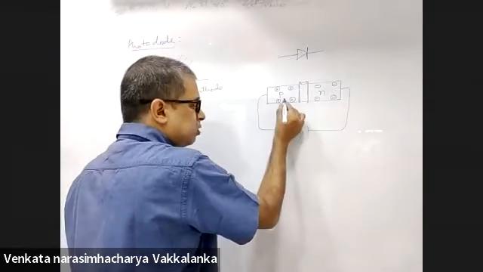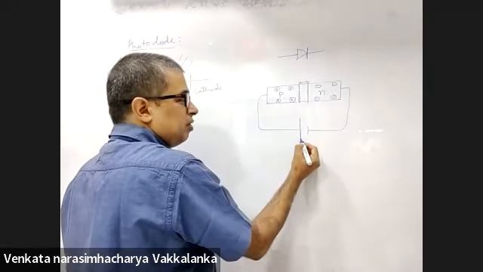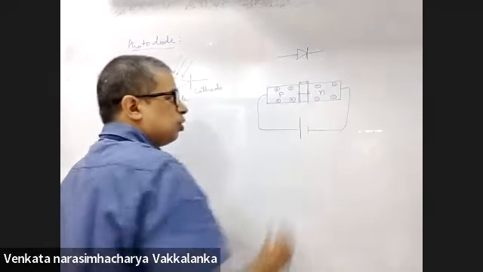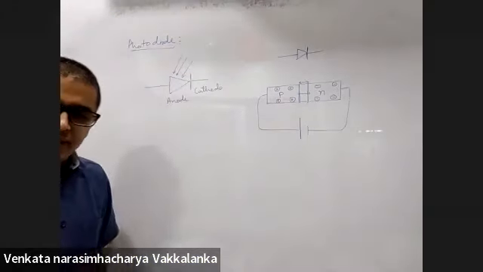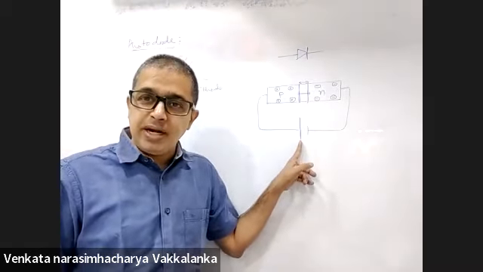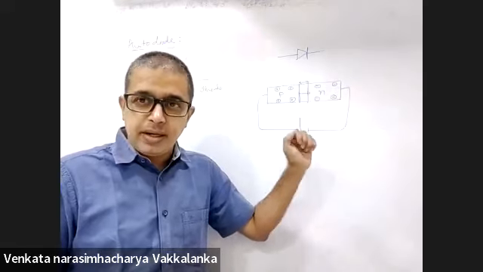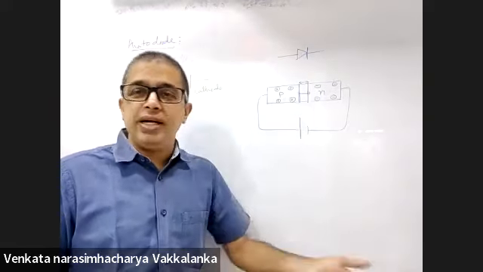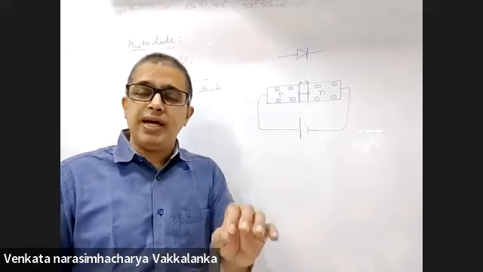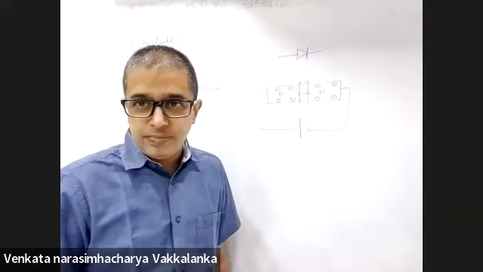When you connect this P-type material to the positive of the battery, these majority carriers will get sufficient energy from the battery to cross over the energy barrier. Once they cross over, there will be conduction through the junction. This is the simple forward bias mechanism of a PN junction diode.